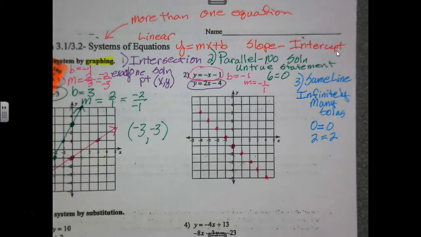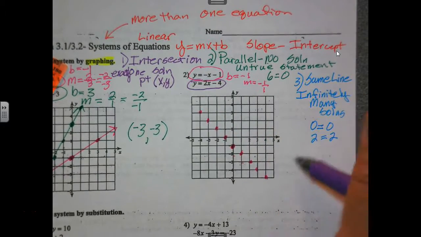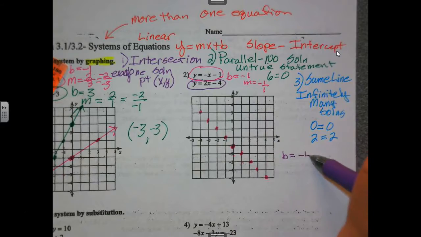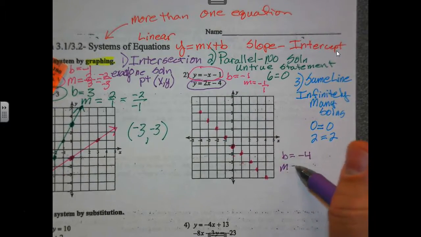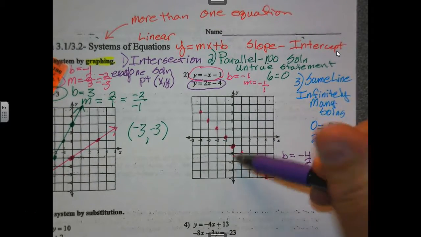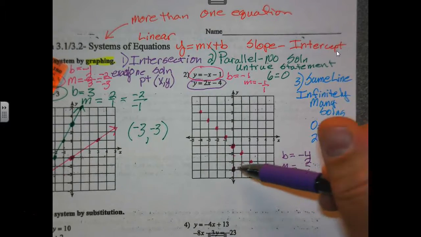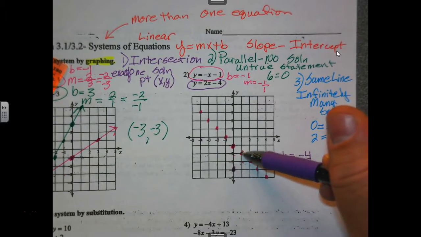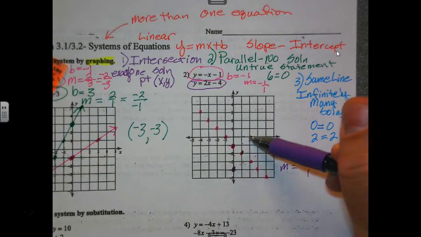okay, b, -4, slope 2 over 1, start at -4, up 2 over 1. There's my point of intersection.